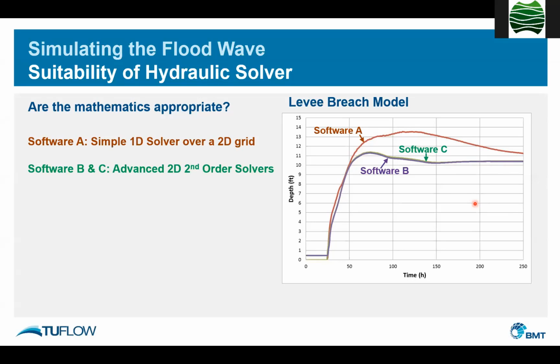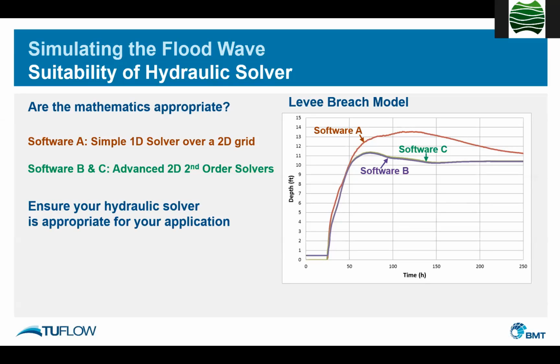What's interesting is that software A was effectively just a simple 1D solver over a 2D grid, whereas software B and C were advanced second order solvers. It's a good illustration that sometimes a bit of software may be able to produce nice images and nice maps, but it may not be appropriate for your solution, as was the case here with software A. So you do have to ensure your hydraulic solver is appropriate for your application.